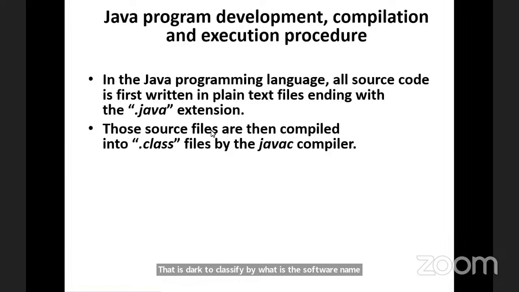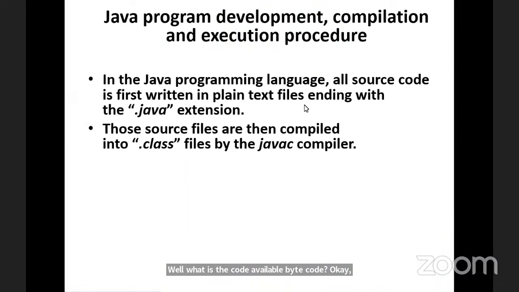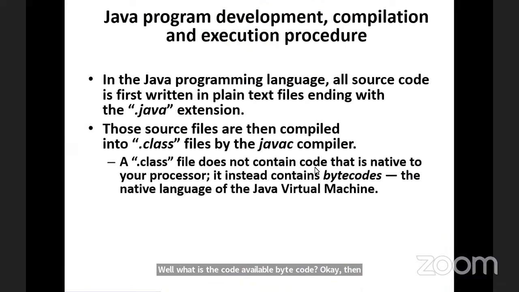Okay, that's the diagram we discussed yesterday. So the abc.java file we give to the compiler. Then the compiler software generates a .class file. Inside the .class file, what code is available? Bytecode. Okay, then what is that bytecode? The .class file doesn't contain the code that is native to your processor. An .exe file contains machine language code and also processor code. An .obj file contains only machine language code, whereas an .exe file contains both machine language code and also processor-related code.